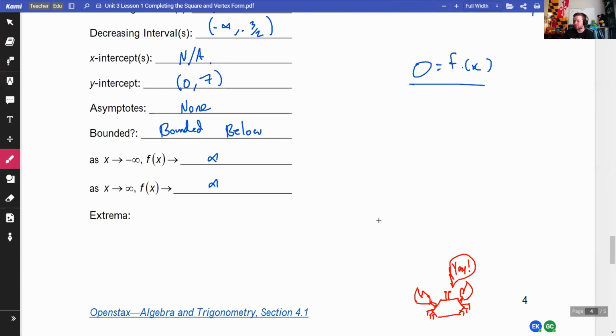Concave, yeah. And the extrema, I believe our value was 5 halves is an absolute min.